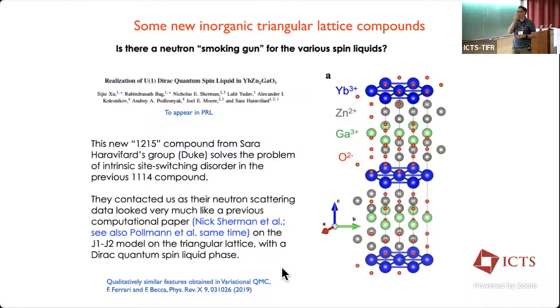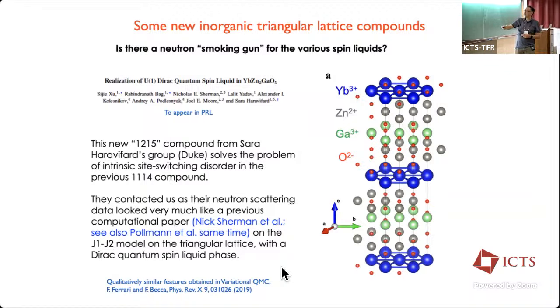So the other material I wanted to quickly mention, which does seem to remain gapless, at least as far down as we can measure, and let me sketch why theorists care about this, is a so-called 1215 version of ytterbium zinc gallium oxygen. If you followed the field closely, you'd know there was a 1114 compound version of this a few years ago, but it turned out the atoms tended to switch around. There was site-switching disorder, and that probably meant a lot of disorder signatures rather than spin liquid signatures. So Sarah Haravifard made a different compound that seems to solve the disorder problem.